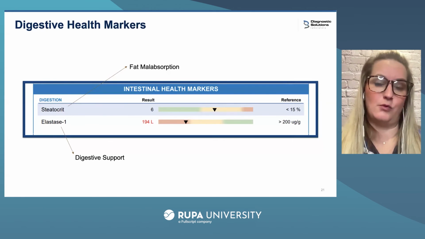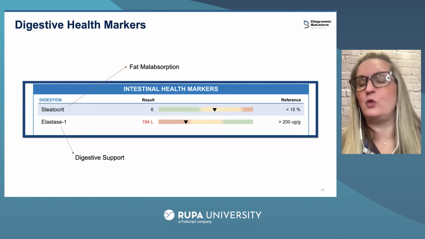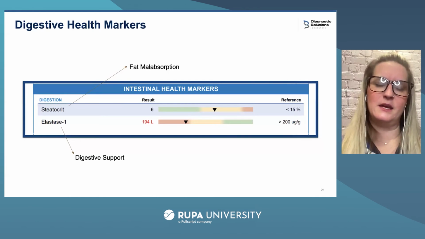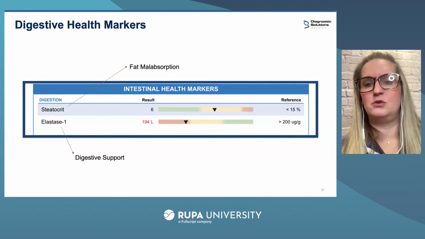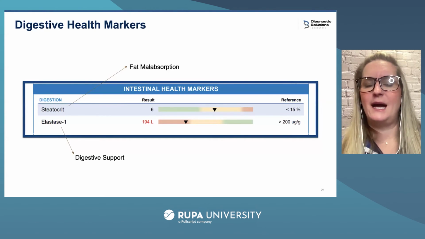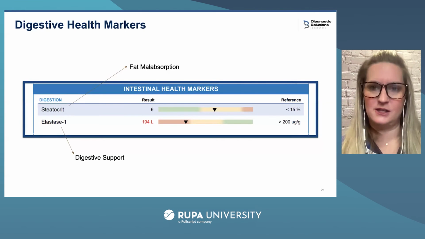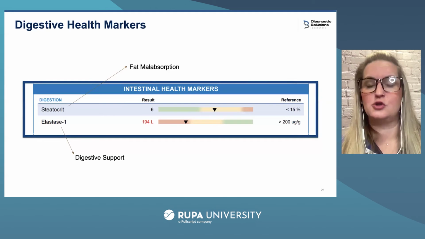We should really see a robust digestive support enzyme, elastase, of over 750 within a few weeks of life. So it's not anything that takes months or years to develop. It should be a short amount of time after birth. So if I see anything below 200, that is digestive insufficiency, and the child needs to be treated.